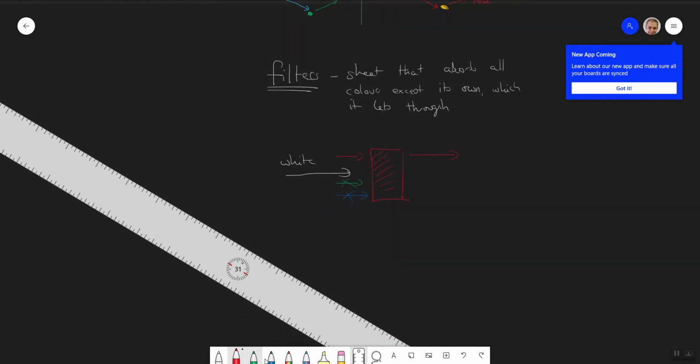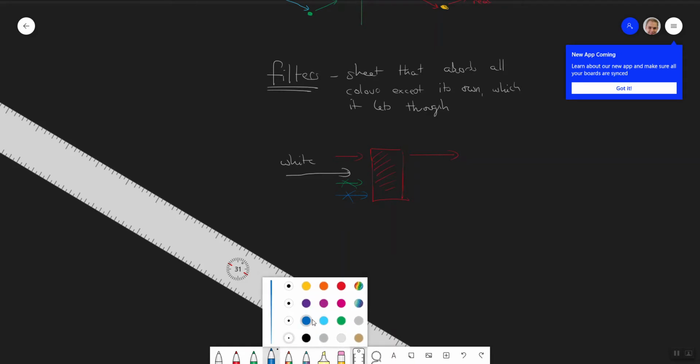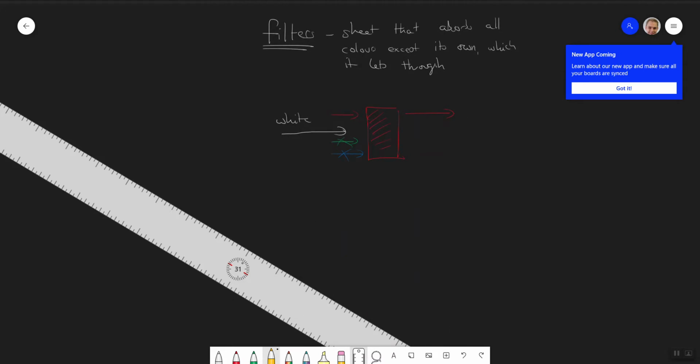Similarly, let's say I've got some yellow light coming through, and I have a green filter. What am I going to see on the other side? Well, yellow light is made up of red light and green light. I've got a green filter. Green is going to absorb red. It's going to let through green. So therefore, I have that coming through, which is lovely.